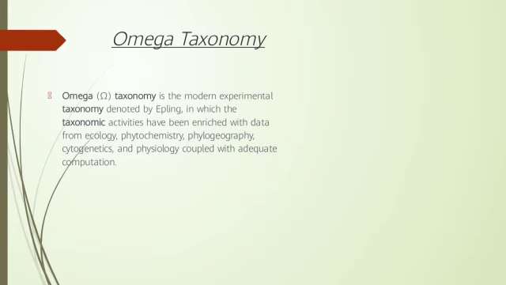Omega taxonomy is the modern experimental taxonomy denoted by Appling. Appling said that taxonomy doesn't include simple data but is also enriched with data from ecology, chemistry, zoogeography, genetics, and physiology.